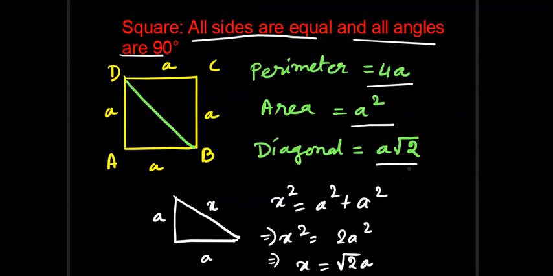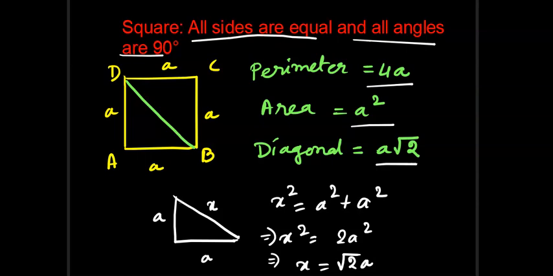Now after that we have square. In a square all sides are equal and all angles are 90 degree. So all the sides of the square are A, therefore perimeter is 4A. Now area of the square is A square and diagonal is A root 2. How does it come A root 2? A root 2 comes from Pythagoras theorem itself.